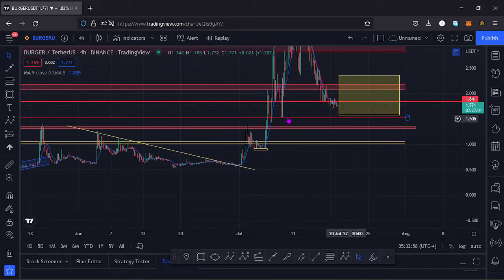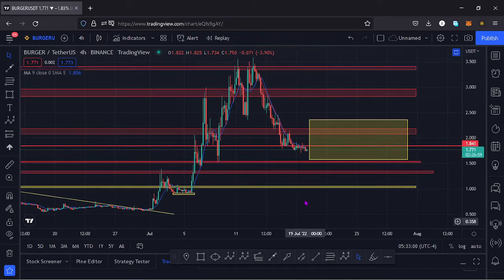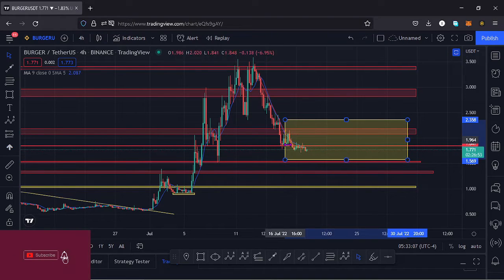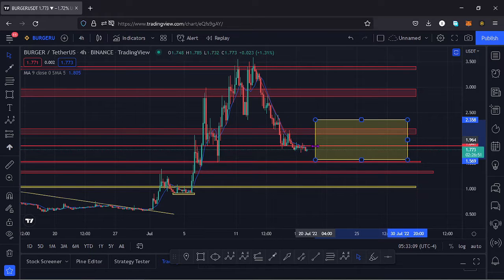And you can see that the price of Burger has respected the Fibonacci's, and we have come down to that yellow target down here. It is just a matter of time that we maximize that target area and then have support down there and then continue pushing to the upper side.